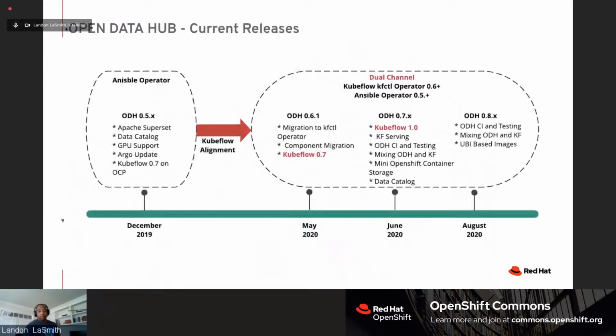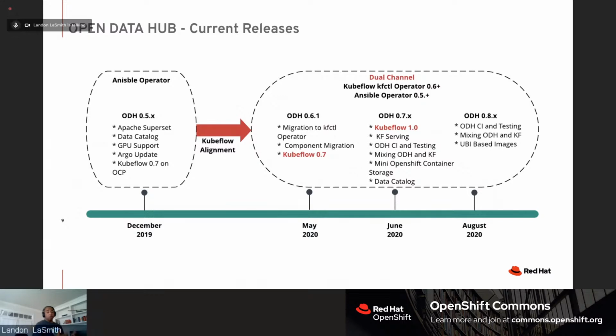All right. So this is a graphic of our original release. So a little bit of backstory about OpenDataHub. Probably a year ago, we had our official release of 0.5. This contained a few of the components, which were Jupyter Hub, data catalog that contained Hive and Thrift, GPU support, Argo, and all in the Ansible operator.